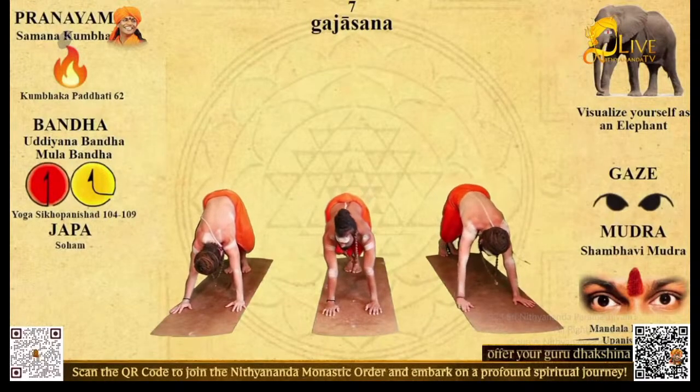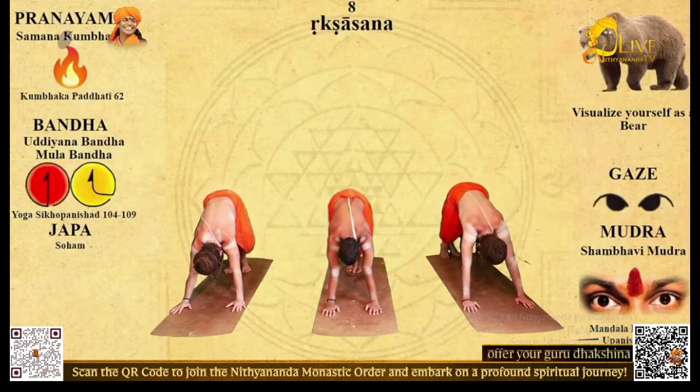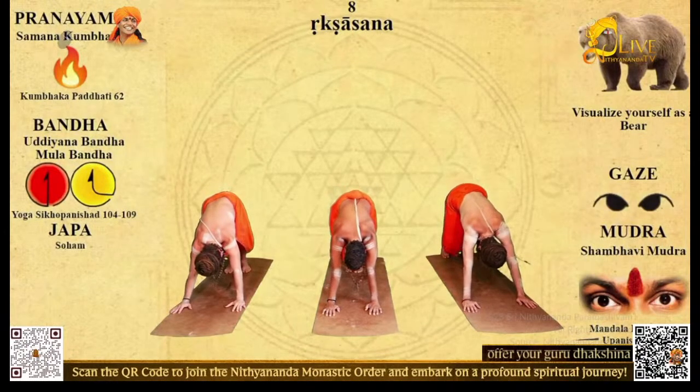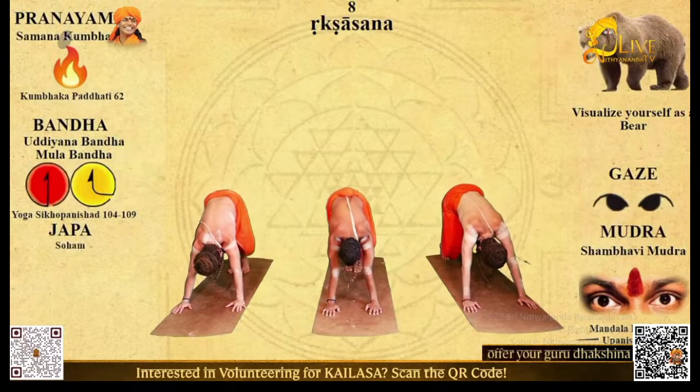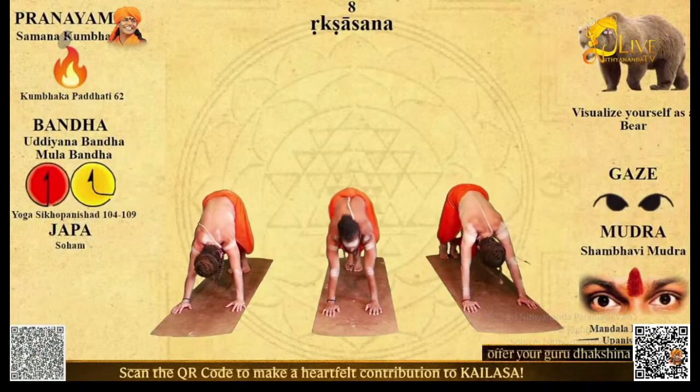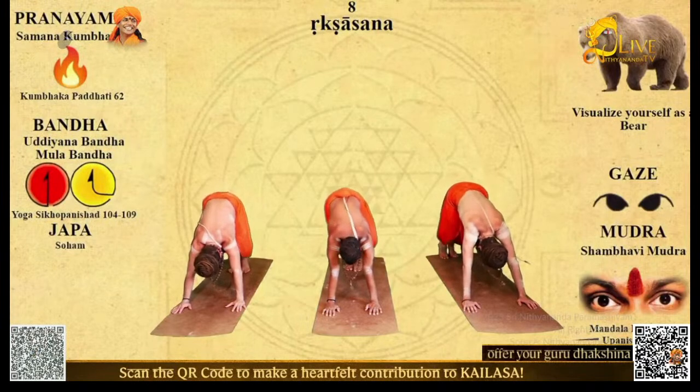Now the next asana is Rakshasana. As you, from the Gajasana position, lift the right heel up and left heel pressed on the ground, switch the position of the legs and heels alternatively. Visualize demon in your space as you perform Mool Bandha and Udyan Bandha. Visualize Swamiji in your inner space.